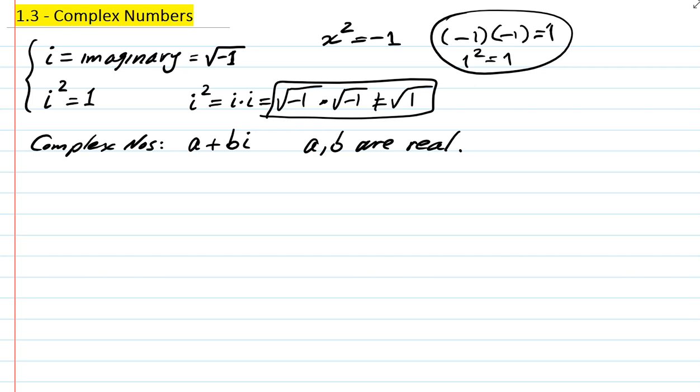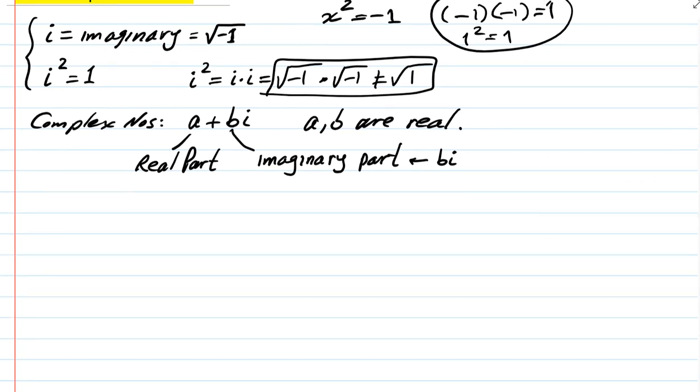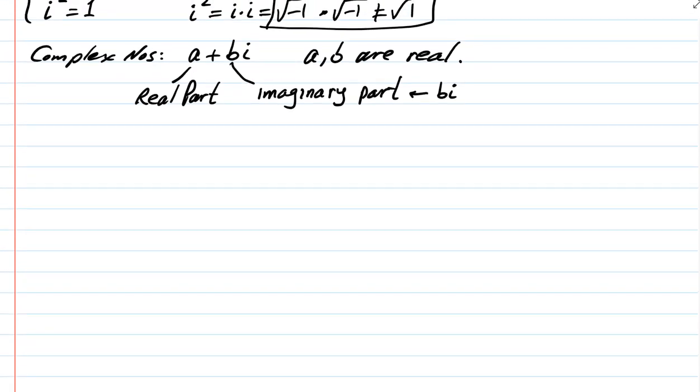Now, in this complex number a plus bi, we call a the real part. That's going to be the real part of that complex number. And b is the imaginary part. And remember, i is the imaginary unit. Now, some authors, some textbooks, some professors, bi for them is the imaginary part. Not just b, but b attached to i. So we can use them interchangeably.